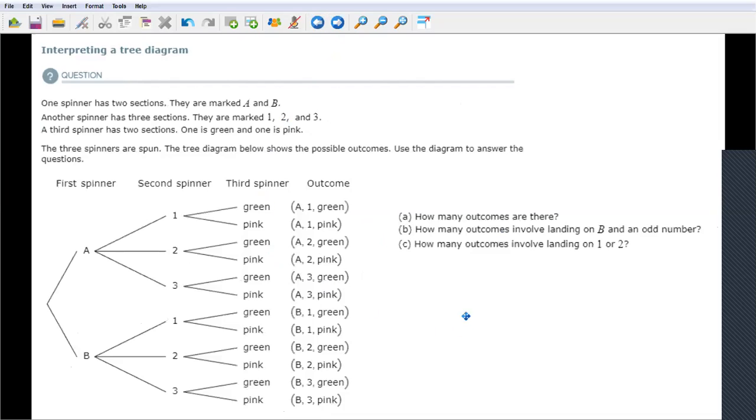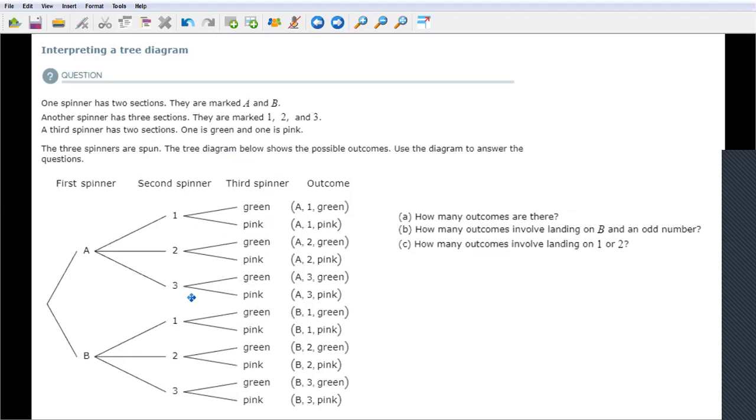That leads me to this one. So the directions here say we've got one spinner that's got 2 sections, and they're marked A and B. We've got another spinner with 3 sections that are marked 1, 2, and 3. And the third spinner that's got 2 sections, and those 2 sections are green and pink.